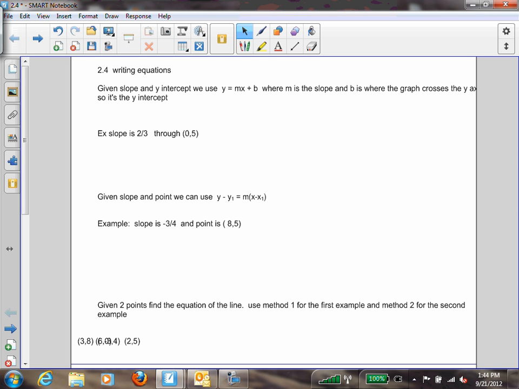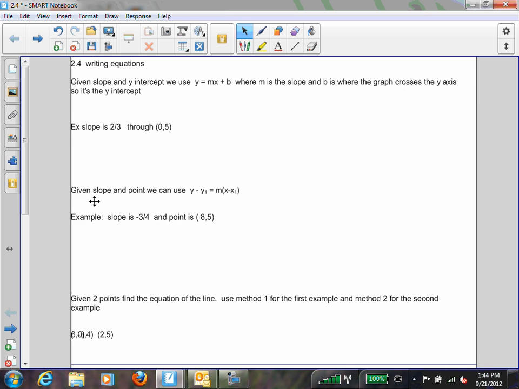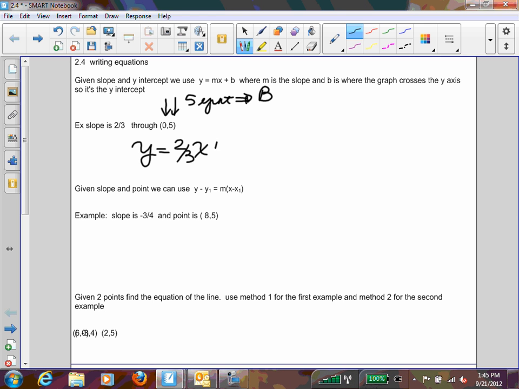All right, given slope and y-intercept, we use y equals mx plus b, where b is where the graph crosses the y-axis, the y-intercept, and m is the slope. For example, it starts out easy. The slope is 2/3 and it goes through (0, 5). We know that because x is 0 and y is 5, that 5 is the y-intercept, which means that it is y equals 2/3 x plus 5.